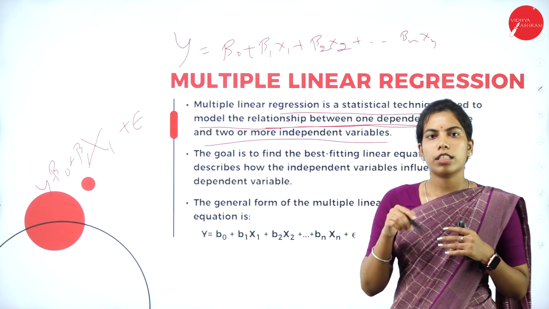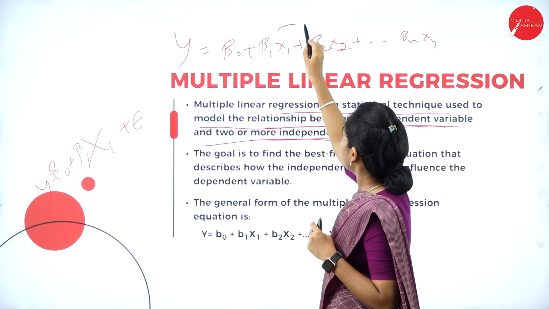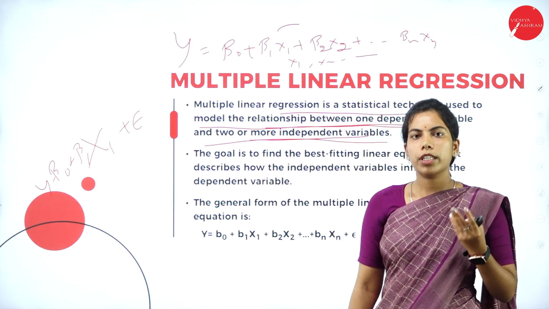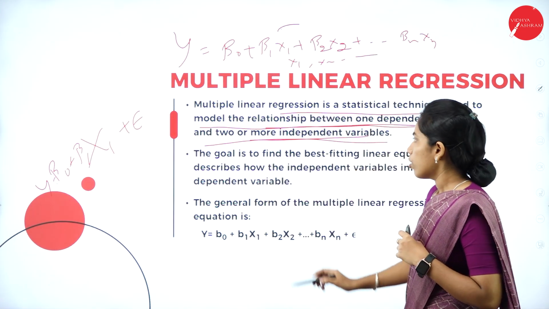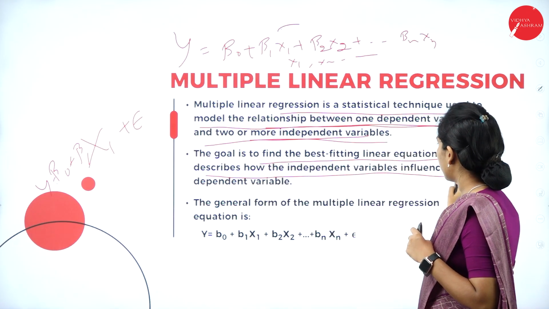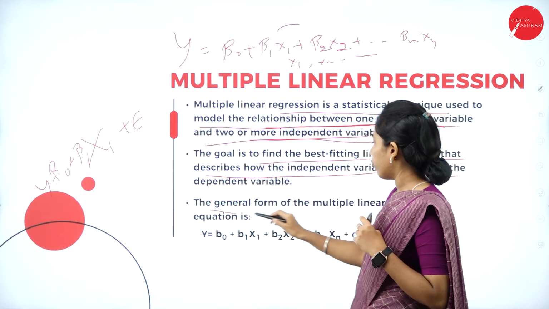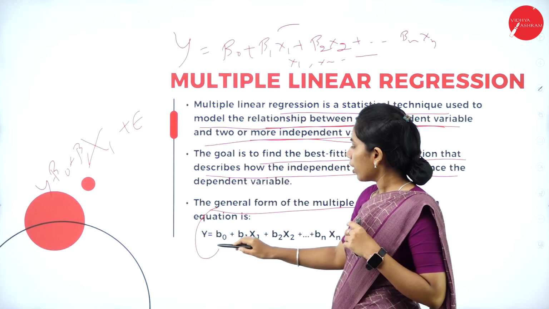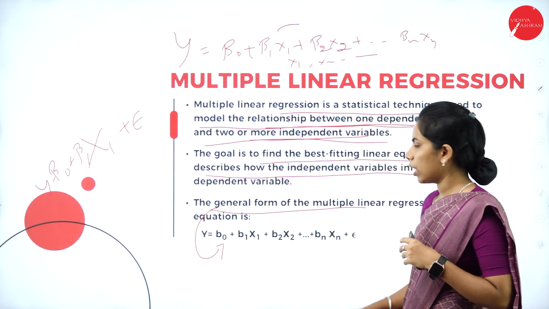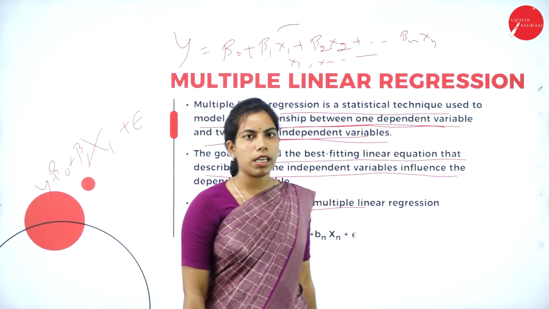This is how the definition says a relationship between one dependent variable, which is y, and two or more independent variables, meaning X. So x1, x2, these are all the independent variables. The dependent variable is only one, that is y. The goal is to find the best fitting linear regression that describes how the independent variables influence the dependent values. And the general formula is b0 plus b1 x1 plus b2 x2 up to bn xn, and lastly we have to find the error term.